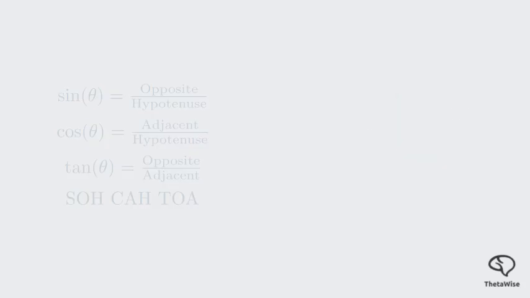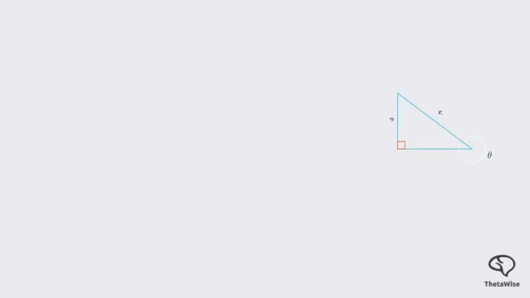Let's work through an example. Suppose we have a right-angled triangle with an angle theta. Let's say the side opposite theta is 3 units long, and the hypotenuse is 5 units long. We want to find the sine of theta. Using our definition, sine of theta is opposite over hypotenuse. So we have 3 divided by 5. The sine of this angle theta is 3/5.